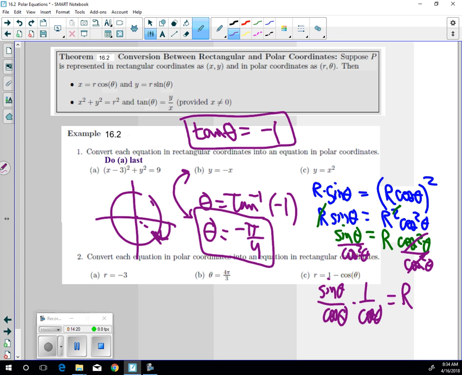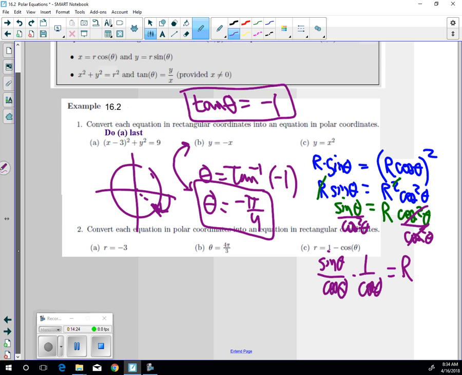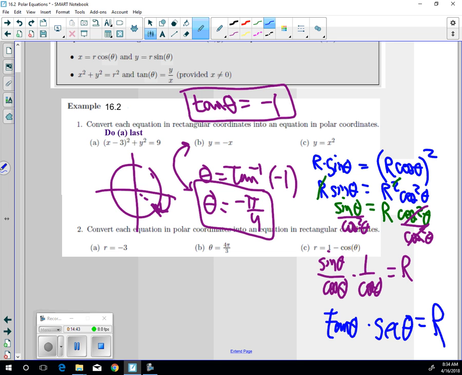Well, what's sine theta over cosine theta? What is that? Tangent of theta. And what is 1 over cosine? Snake? No. Secant. There you go. Secant of theta. And this is the equation for a parabola in polar form.